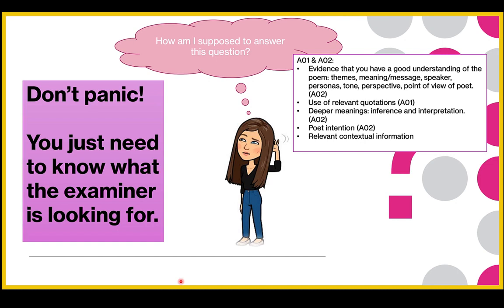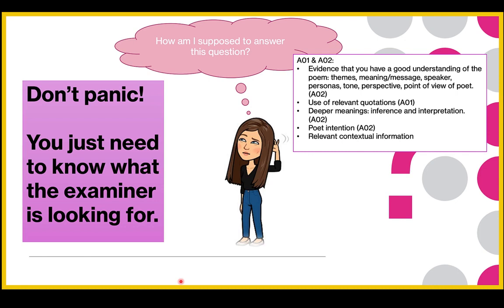And yes, sometimes context will help you with the feelings or the point of view of the poet and what they're trying to convey. Use of relevant quotations is very, very important. Making deeper meanings and inferences. So don't be afraid to interpret, but not only interpret a quotation or the meaning, but offer alternative interpretation. So this could mean X, Y, and Z. It could also mean, it could be suggested that.